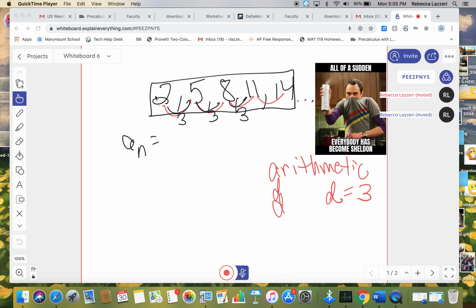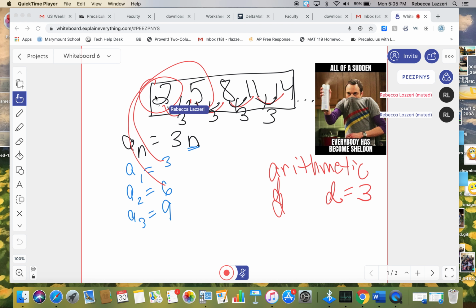But now if I do a sub 1, a sub 2, a sub 3, if I fill in 1, I get 3. If I fill in 2 for n, I get 6. If I fill in 3 for n, I get 9. But I'm wanting to get 2, 5, and 8.